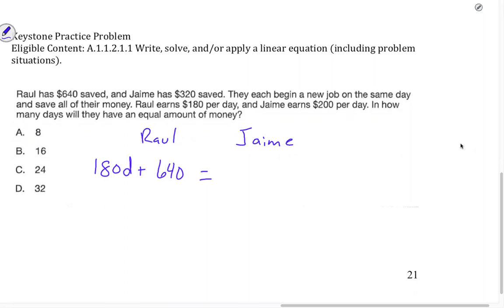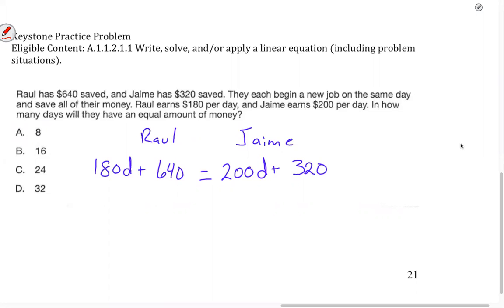Yeah. All right, Emma, how much money has Jamin saved so far? $320. How much does she make per day? $200. Are you okay with that if I do 200D plus 320? Yeah.